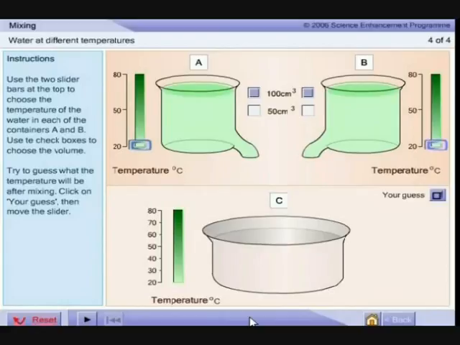Are you ready for question 4? Let's have 20 degrees and 20 degrees, but let's have half the quantity of each. What temperature will the mix be?